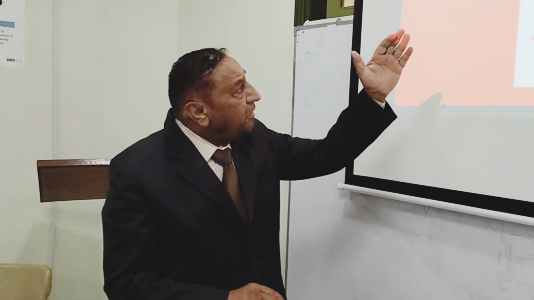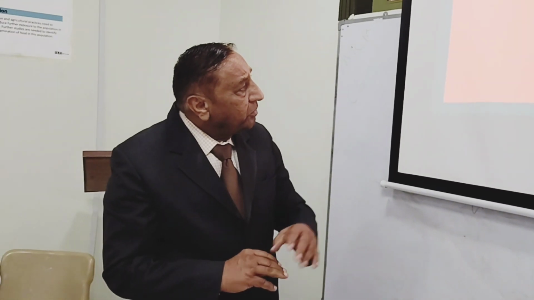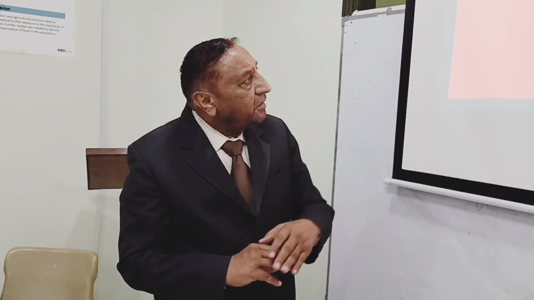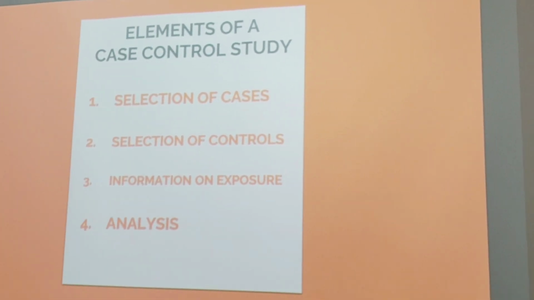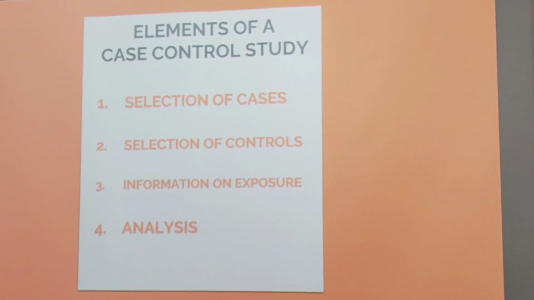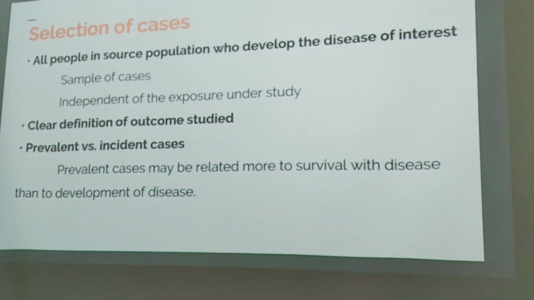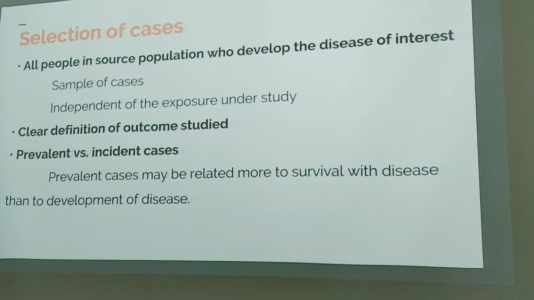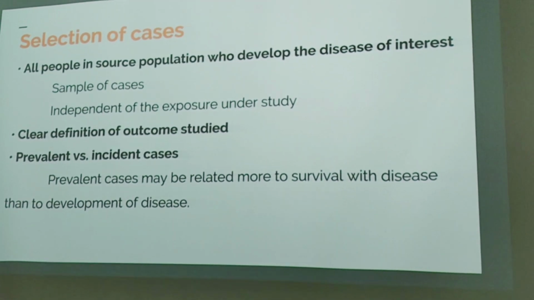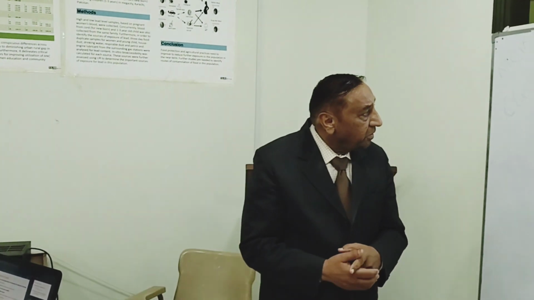These are a few things that every study will follow: first is the selection of cases, and last is the analysis. In between you have control selection and information on exposure. These are the two important things. Next. On selection of the cases, they may be diagnosed in the hospital, through any test, or through a clinical questionnaire. Suppose mental health cases normally don't have laboratory reports, but they are diagnosed on certain parameters and questionnaires.